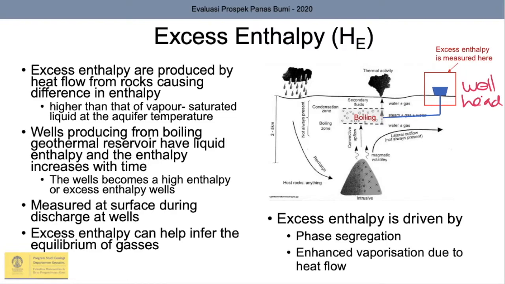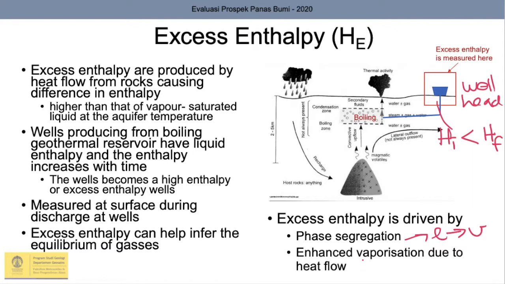So if you have a well that produces liquid enthalpy, and somehow the enthalpy increases in time, so let's say you have an initial enthalpy and then at the end the enthalpy is really high, it means that you have an excess enthalpy well, which is good. The excess enthalpy occurs because there is a phase segregation. This means that there is a boiling process occurring in the subsurface, meaning that phases have been separated. So the liquid has been separated into vapor.